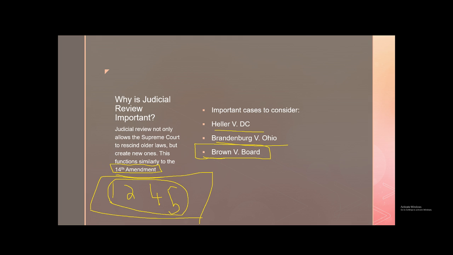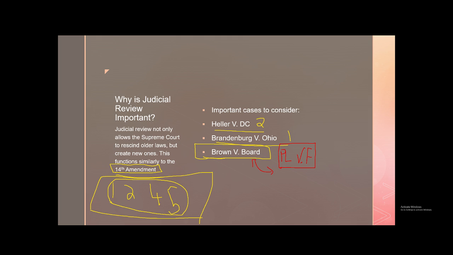And these are just some cases to consider, which go over the Second Amendment, the First Amendment, and segregation. And this one is also important. Brown v. Board is important because it shows that Brown v. Board actually overruled Plessy v. Ferguson, which ruled that segregation, this is where separate but equal comes in, was constitutional. Brown v. Board reversed that decision.